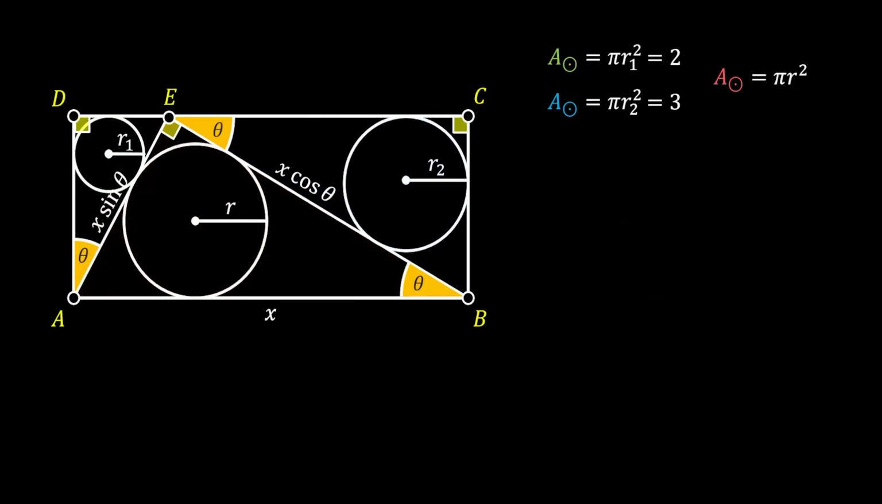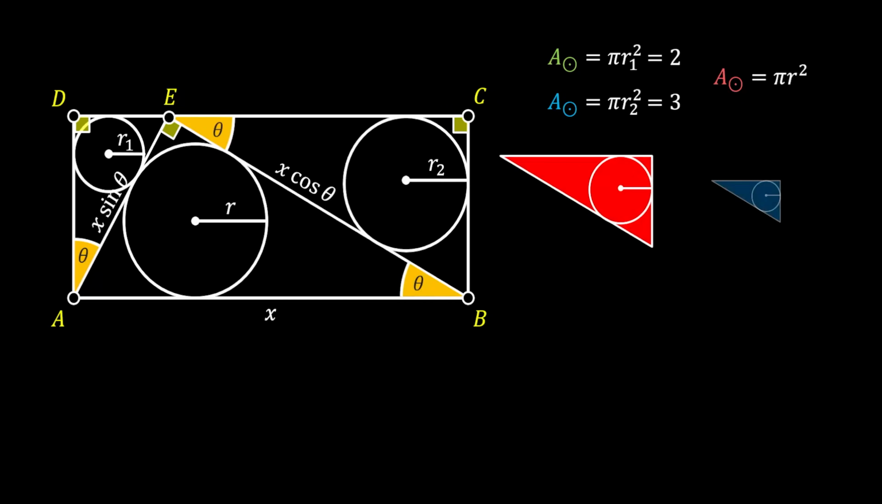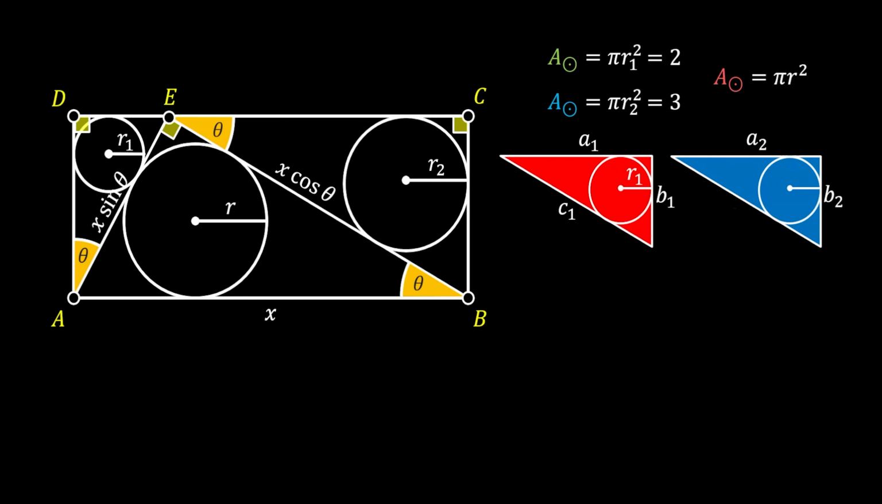Now we have this interesting fact. Because all three triangles are right-angled triangles and all three of them share the same acute angle, those three triangles are in fact similar triangles. Now we're going to use this fact, but first let me give you a quick reminder about similar triangles.